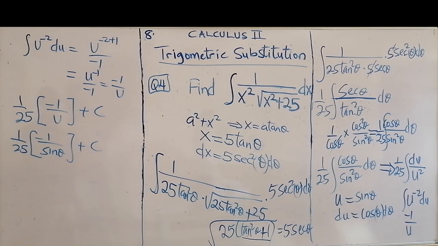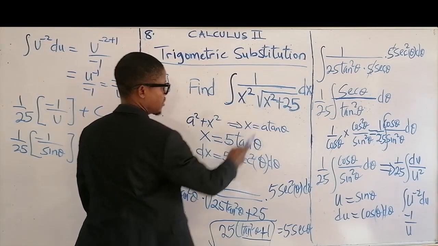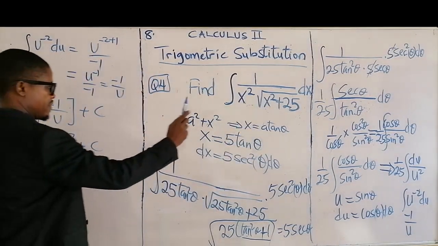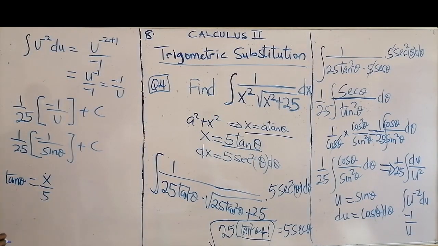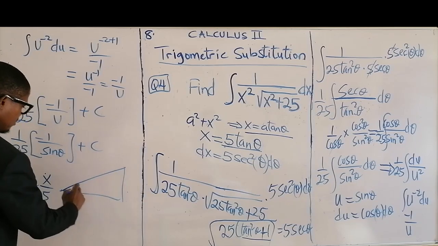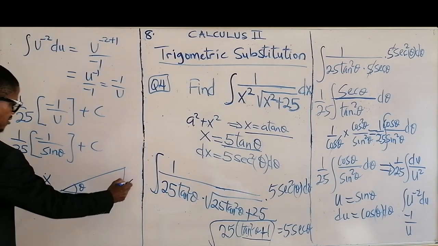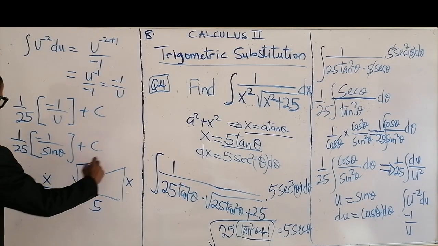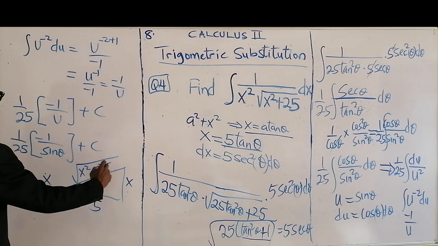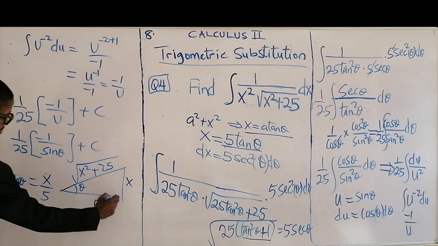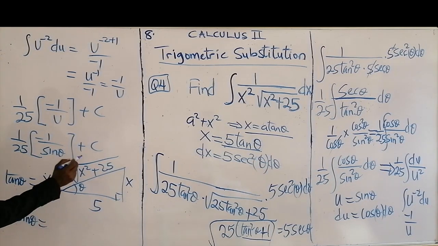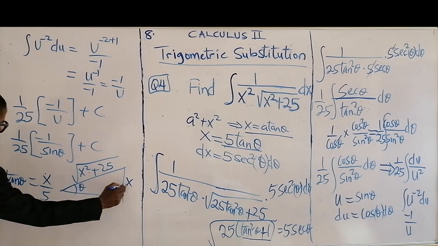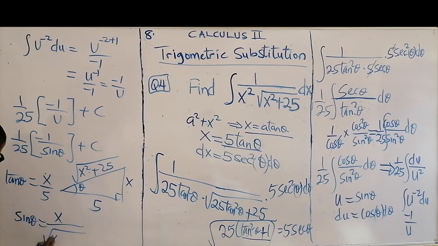So we need to return the question back to the original function, the x function. So what do we do? From here, make tan theta the subject, which is x over 5. And then find the other trig ratio. Tan theta is opposite over adjacent. So we have this place as the square root of x squared plus 25. Use Pythagoras' theorem. We need sine. So sin theta is equal to opposite over hypotenuse. That's our sin theta.